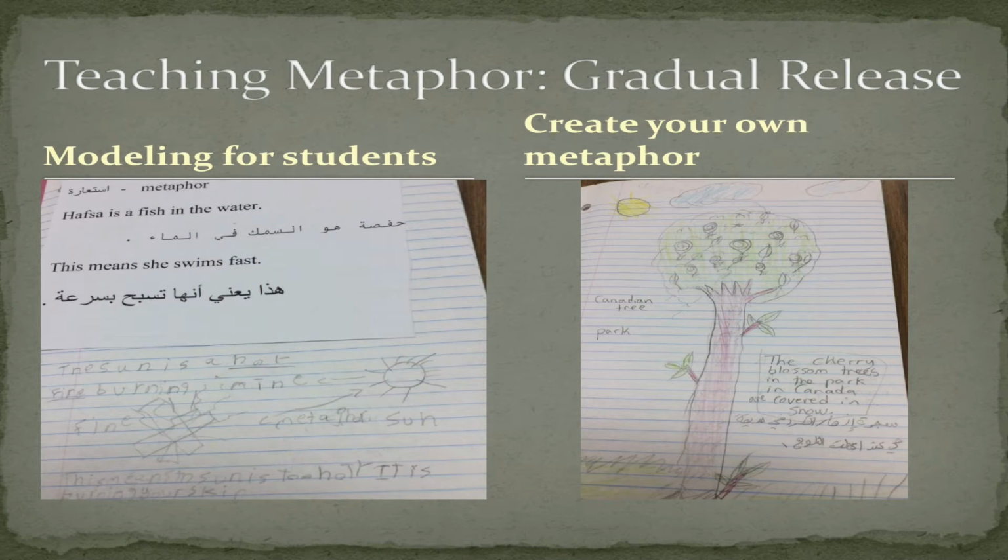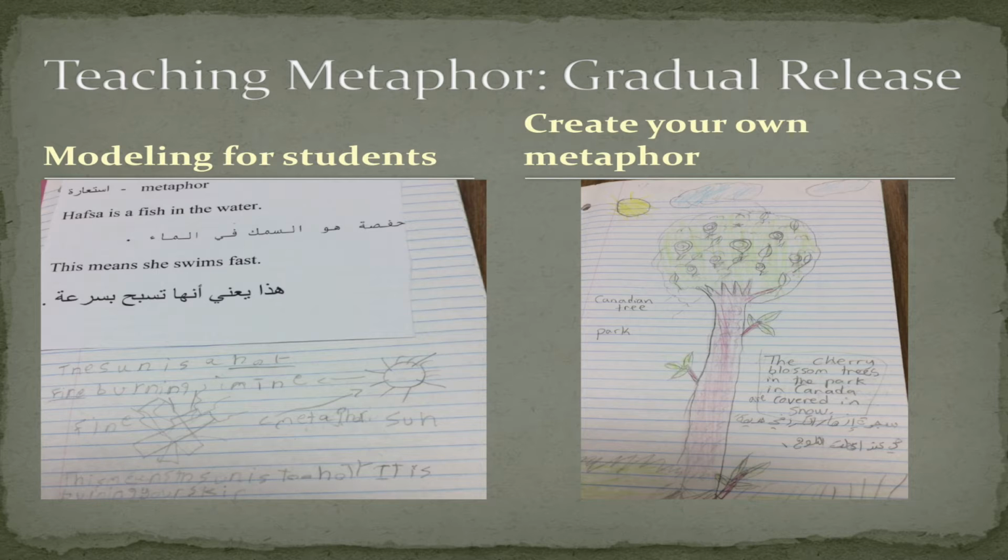So I really wanted them to be able to understand what a metaphor was. So I modeled metaphor for them. I gave them a very simple metaphor. Hafsa, the girl in our class, is a fish in the water. This means she can swim fast. And then I translated it for all the other students, just so that they could understand what that metaphor was.